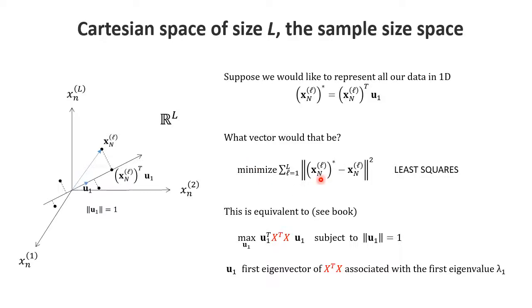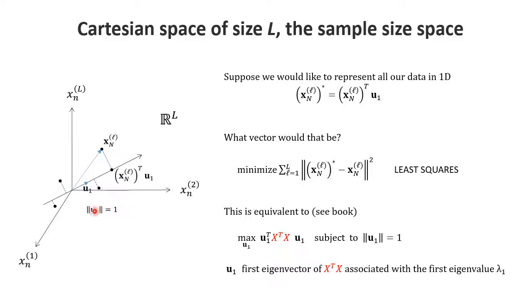So we can work this out and show, and this is done in the book, that this is equivalent to maximizing this form here. So now we see that in this form, we see this matrix X transpose X appearing. So this matrix X transpose X is of size N times N, capital N times capital N, which is the dimension of the vector X here. So this is equivalent, of course, to the first eigenvector of this particular matrix associated with the first eigenvalue.